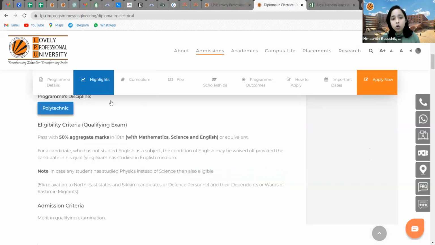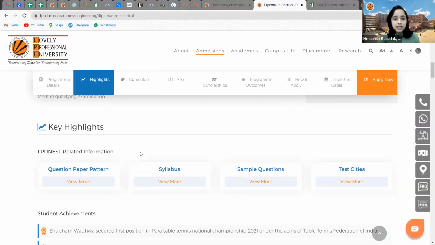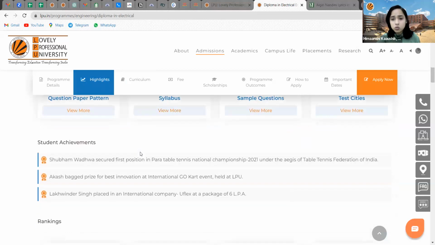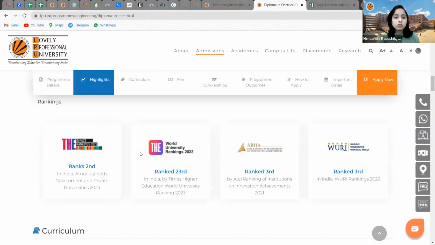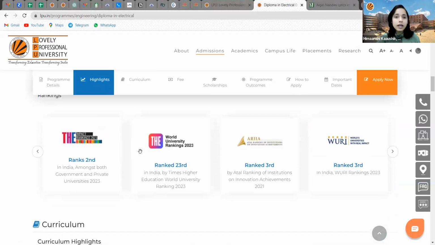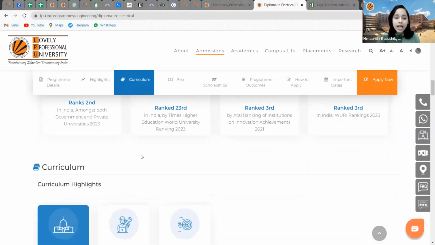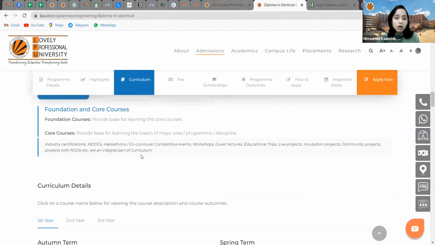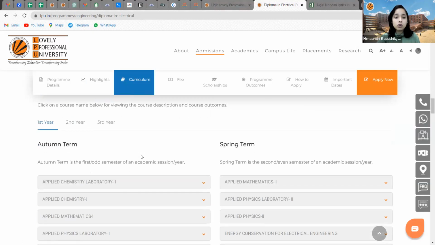And moving to the highlight option. This highlight option basically gives you all what students are achieving in that particular course, what rankings there are in the university in context with the course that you are searching for. And moving to the curriculum part, which actually gives you all the topics you will be studying in your 2, 3, 4 year course, and in which term you're going to study what topic. This is already given beforehand, even before you take admission here. So I think that would help you to make a disciplined decision as to whether you want to proceed with the course or not.